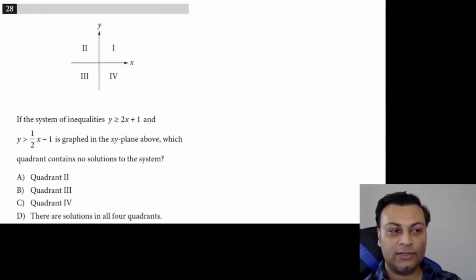Moving on to number 28. If the system of inequalities y greater than or equal to 2x plus 1 and y greater than half x minus 1 is graphed in the xy plane above, which quadrant contains no solutions to the system? Okay, we could graph this by hand, because plus 1 will be here. Slope of 2, so this line will go up 2 and right 1. It looks like this and like this. That's this particular one, and we're going to shade above. So let me shade that above.